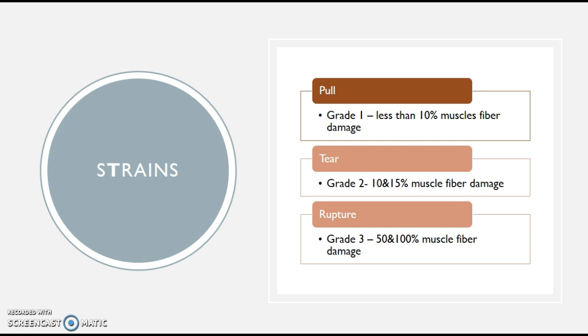So grade 2, this is where 10 to 15% of muscle fibre is damaged. This is classified as a tear, and you're normally unable to continue activity, and there's an obvious sign that you have lost strength and range of movement. Grade 3 is a rupture. This is 50 to 100% muscle fibre damage. So this will be immediate severe pain and complete loss of function, and you'll have a positive response to the Thomas test.